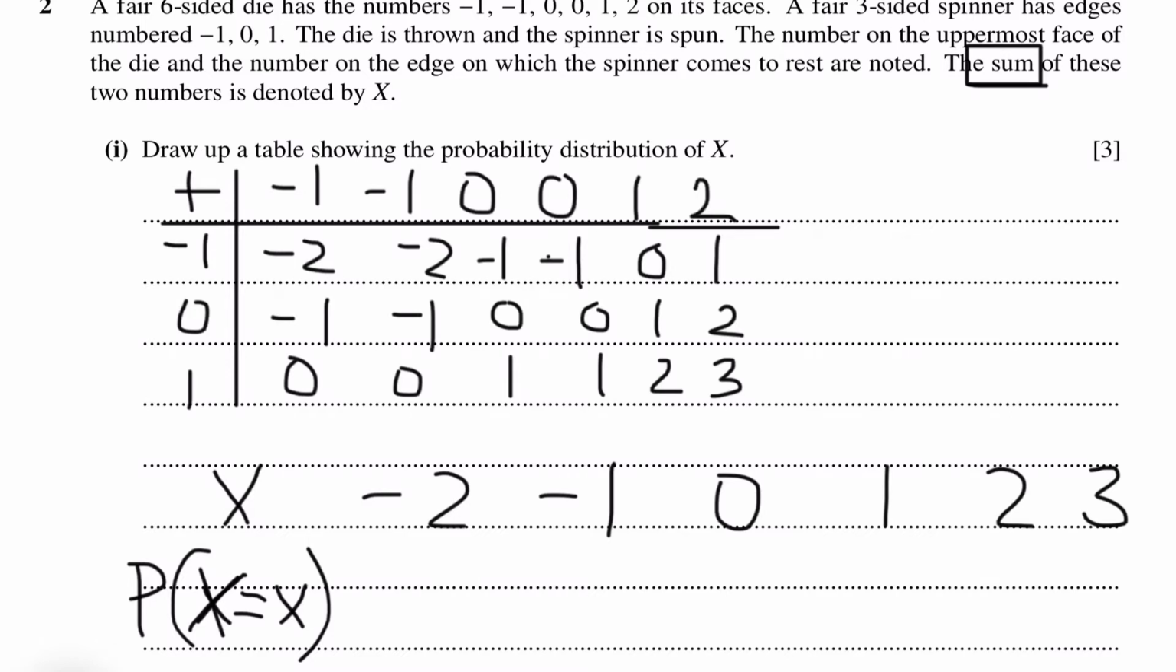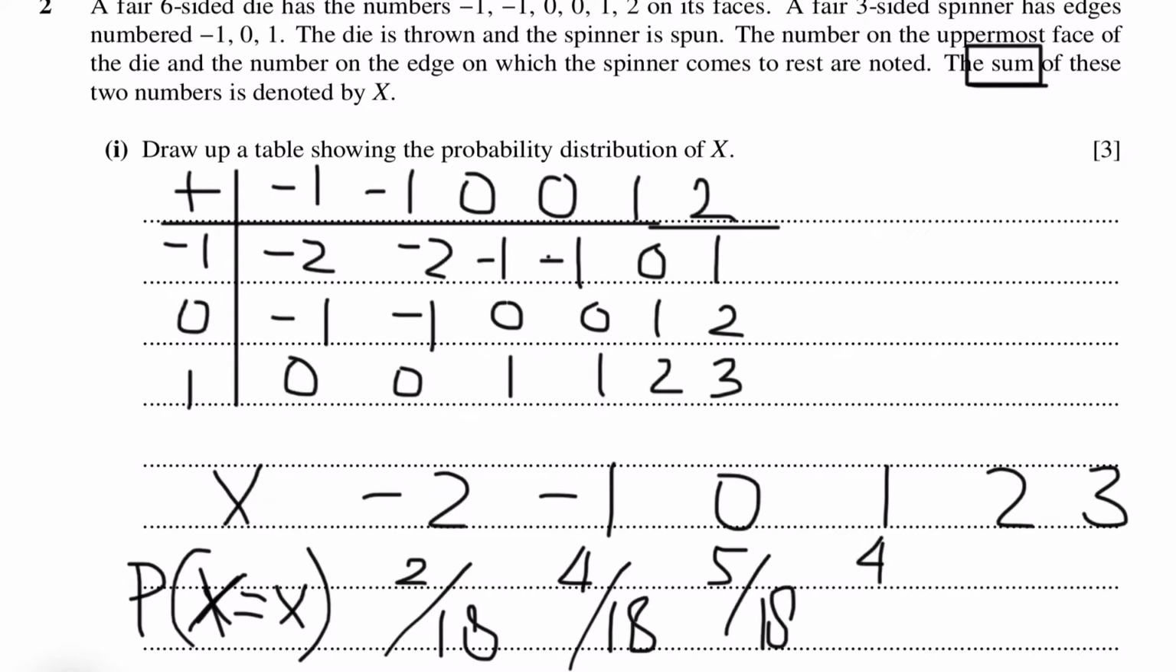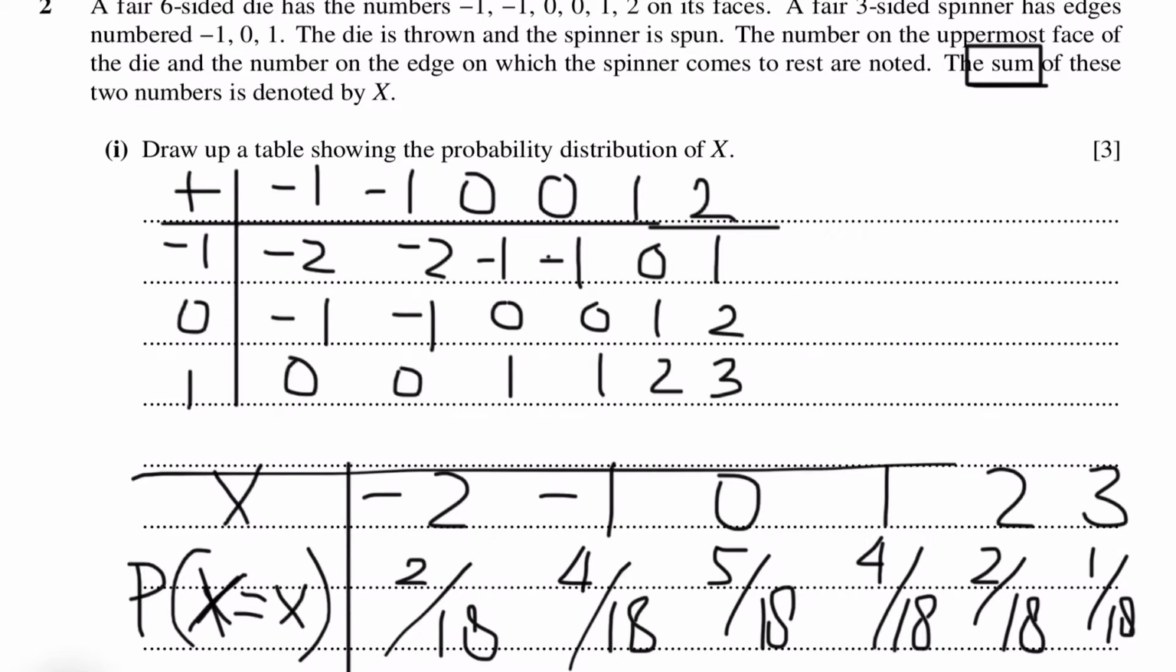So there are 2/18, 4/18, 5/18, 4/18, 2/18, and 1/18. So this is our table.